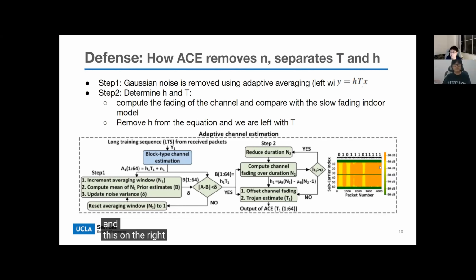And this on the right of the flowchart is a heat map that represents the result of the Trojan detection. Ideally, if there are no Trojan activities involved in the channel transmission, after we remove H and the noise N, what is left should be the pure encoded data X, and it should be a uniform heat map. However, if there are certain Trojan activities going on, the detection heat map has this non-uniform behavior.